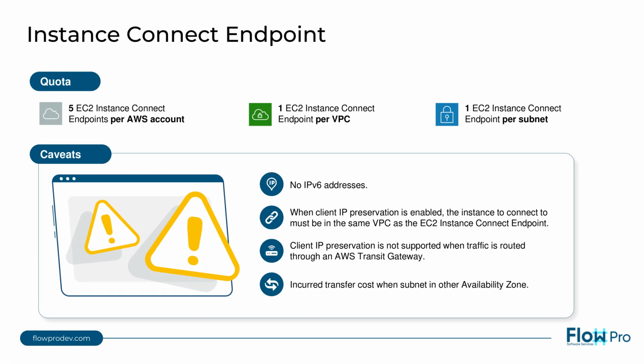It's essential to be aware of certain quotas and caveats when using Instance Connect endpoint. You can have up to 5 Instance Connect endpoints per AWS account, 1 per VPC and 1 per subnet. As for the caveats, it's worth noting that IPv6 addresses aren't supported. You also need to enable client IP preservation if you want to access the endpoint from another VPC. And remember, routing traffic through the AWS Transit Gateway isn't supported with client IP preservation, and you'll incur transfer costs when your subnet is in a different availability zone.